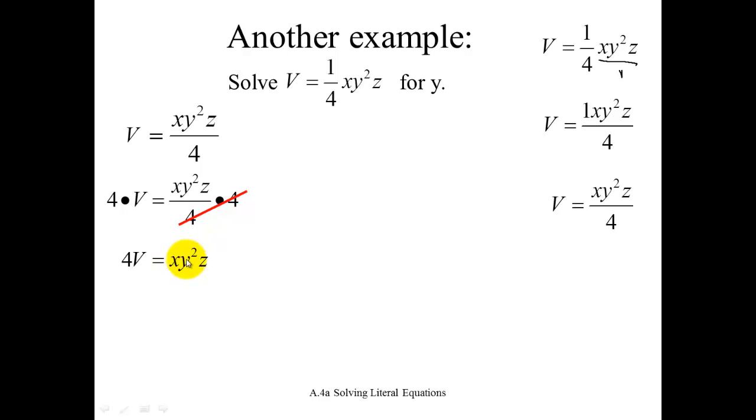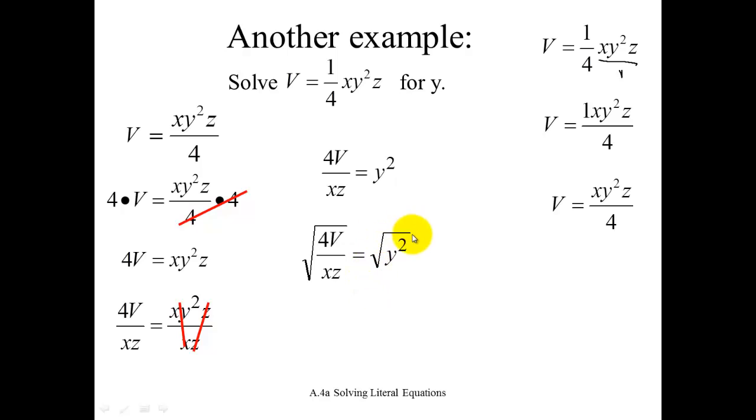Y squared is being multiplied to x and being multiplied to z. So we have to use the inverse of the multiplication, which is division. So I divided both sides by xz. X will cancel out, z will cancel out. Now I need to isolate my y. I have to remove the exponent 2 here. Remember that the inverse of the exponent is the square root. So taking the square root of both sides, this will cancel out. We'll get y equals square root of 4v divided by xz.